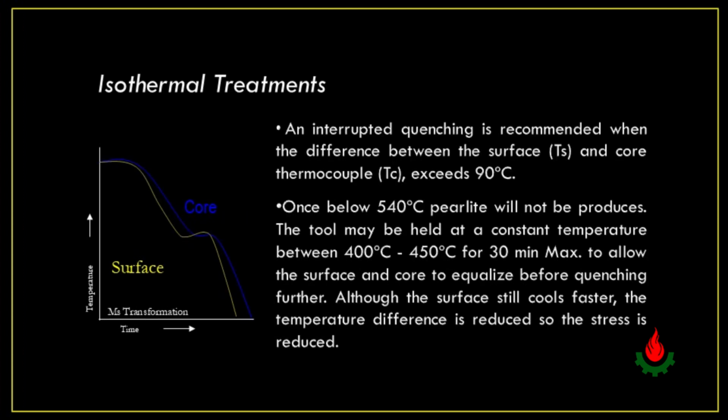Isothermal treatments. An interrupted quenching is recommended when the difference between the surface, Ts, and core thermocouple, Tc, exceeds 90 degrees Celsius. Once below 540 degrees Celsius pearlite will not be produced. The tool may be held at a constant temperature between 400 to 450 degrees Celsius for 30 minutes max to allow the surface and core to equalize before quenching further. Although the surface still cools faster, the temperature difference is reduced, so the stress is reduced.